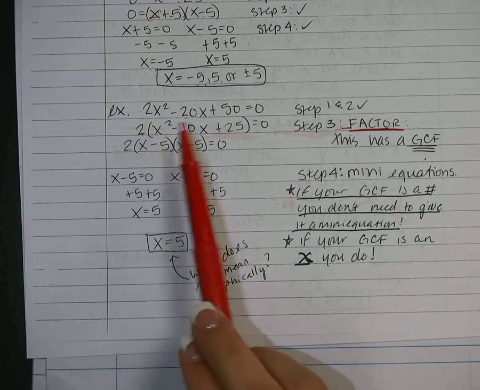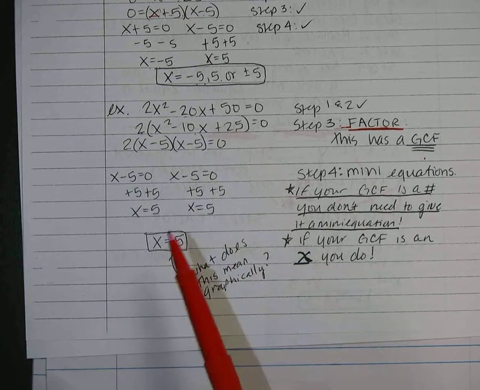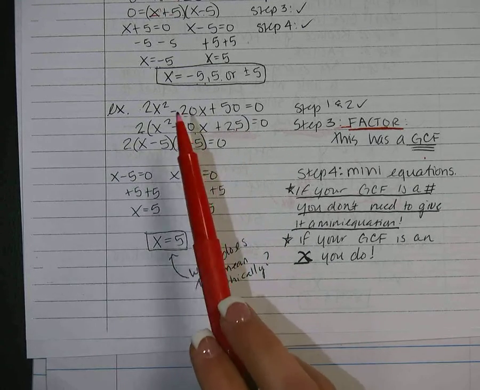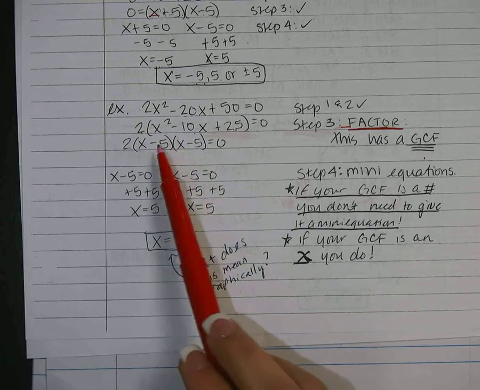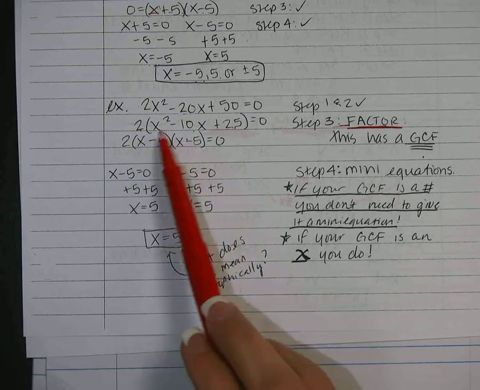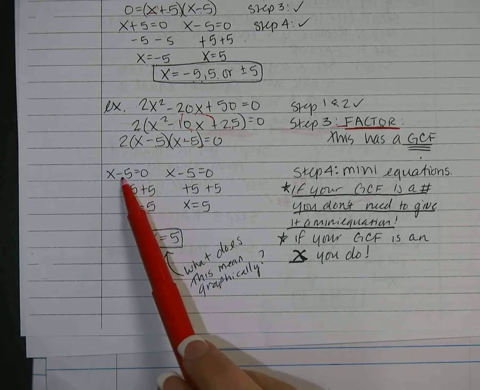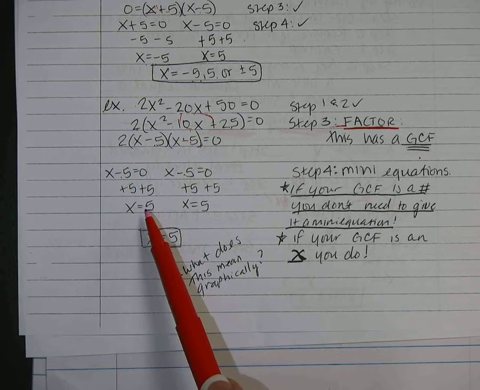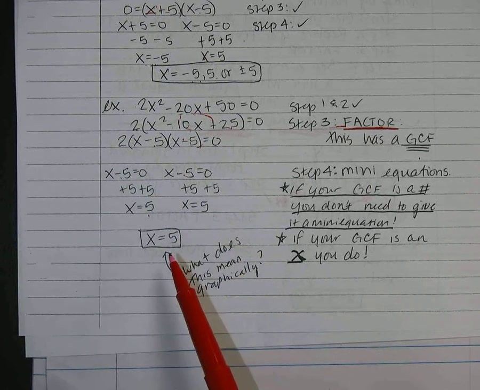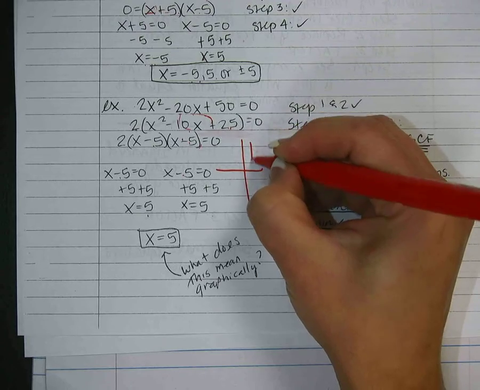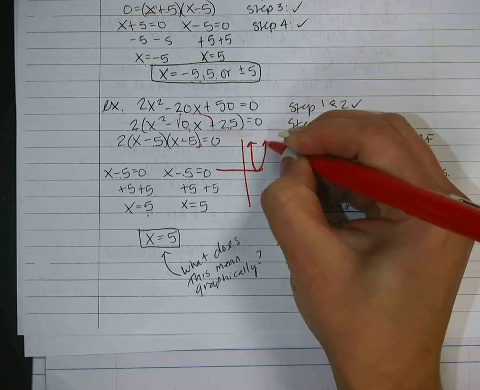So then I have x squared minus 10x plus 25. I'm looking for two numbers that multiply to positive 25 and add to negative 10. So that would be negative 5 and negative 5, because negative 5x plus negative 5x gives me negative 10x. Make my two equations, and I get the same thing. So what does that mean graphically? That means that this parabola is only crossing once.